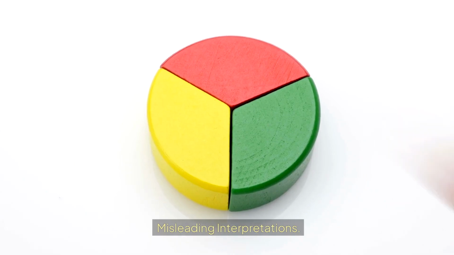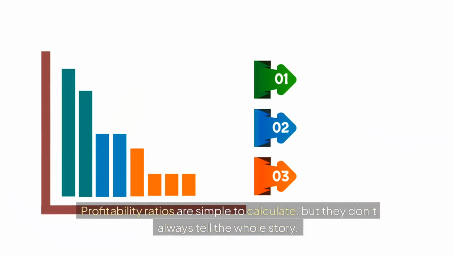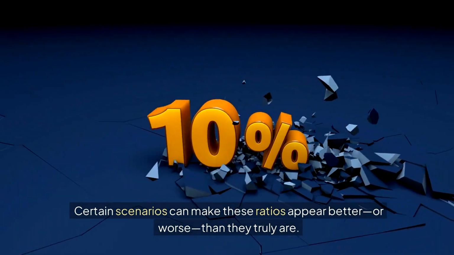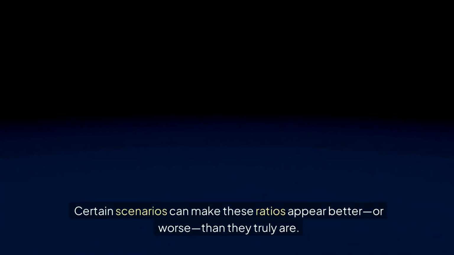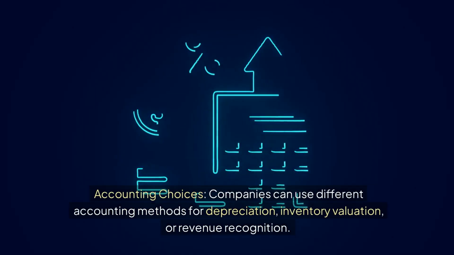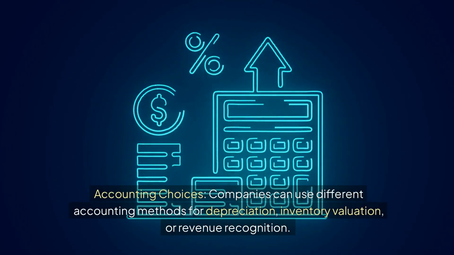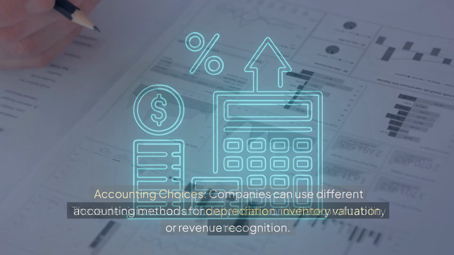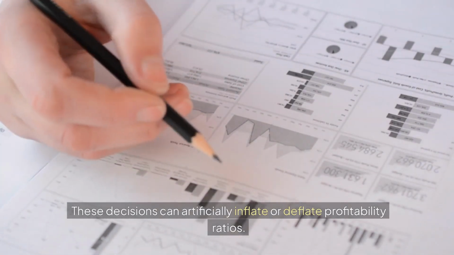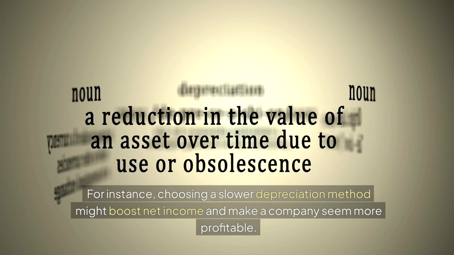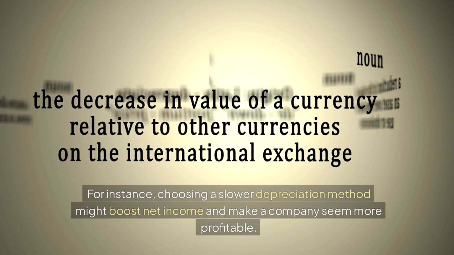Misleading interpretations. Profitability ratios are simple to calculate, but they don't always tell the whole story. Certain scenarios can make these ratios appear better or worse than they truly are. Accounting choices. Companies can use different accounting methods for depreciation, inventory valuation, or revenue recognition. These decisions can artificially inflate or deflate profitability ratios. For instance, choosing a slower depreciation method might boost net income and make a company seem more profitable.